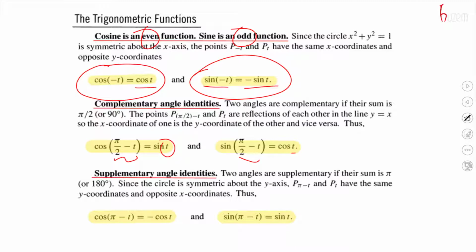So, supplementary angles. What is a supplementary angle? If two angles add up to 180 degrees, then we say they're supplementary angles. Or similarly, if they add up to pi, they are the same. We say they are supplementary angles.